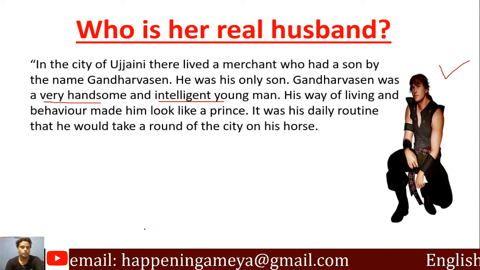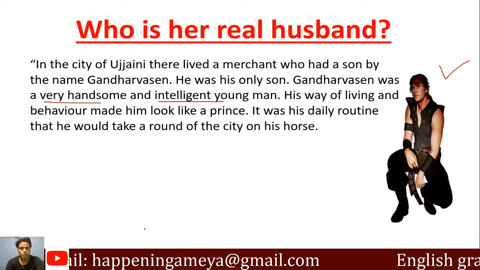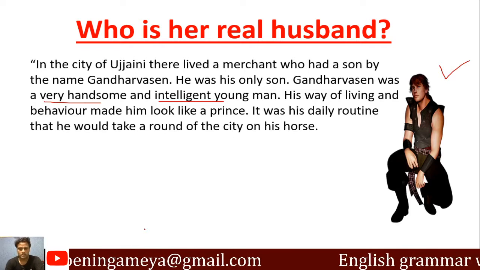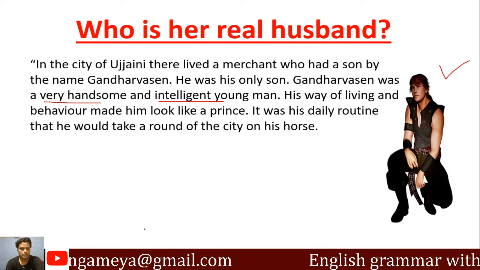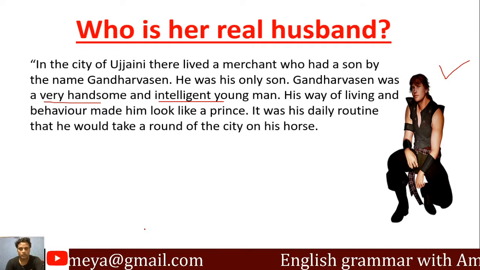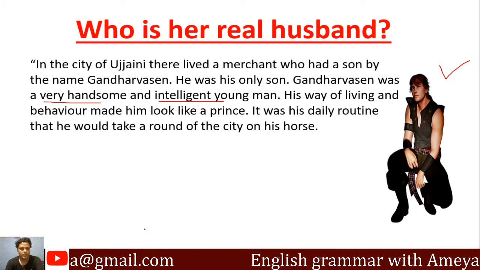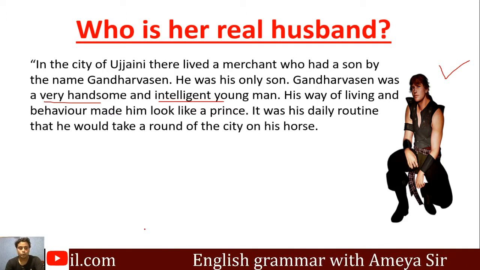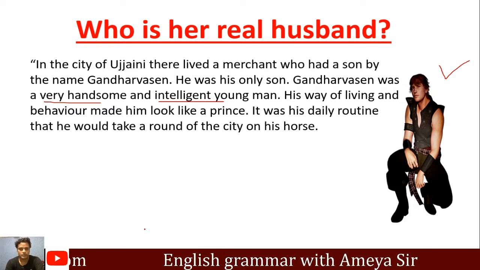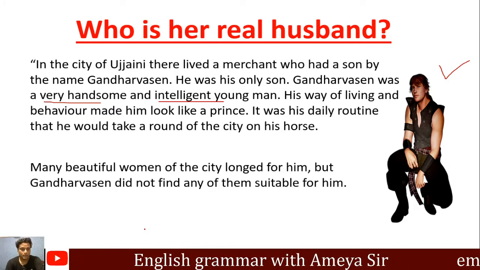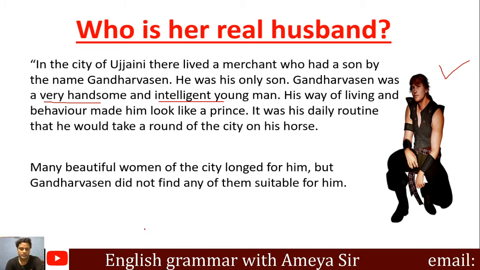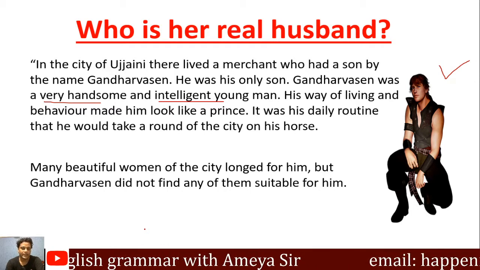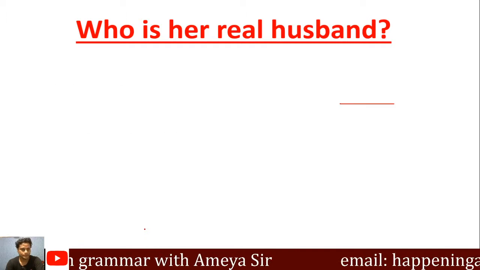In the city of Ujjaini, there lived a merchant who had a son by the name Gandharva. He was his only son. Gandharva was a very handsome and intelligent young man. His way of living and behavior made him look like a prince. It was his daily routine that he would take a round of the city on his horse. Many beautiful women of the city longed for him, but Gandharva did not find any of them suitable for him.